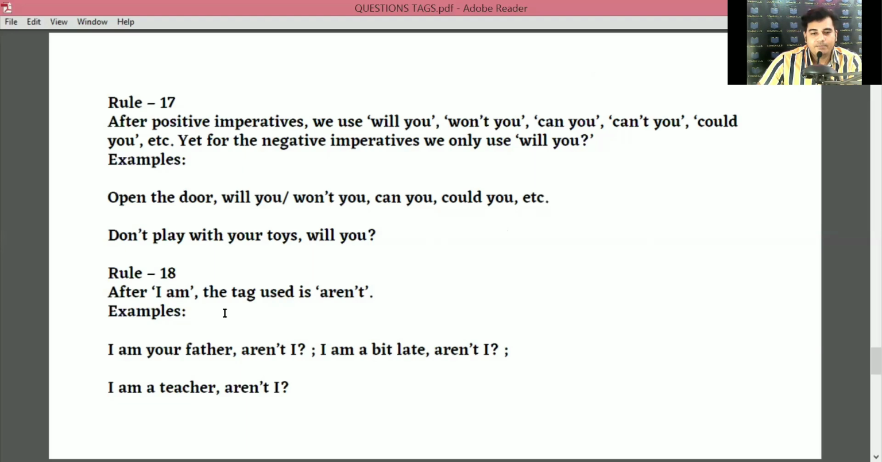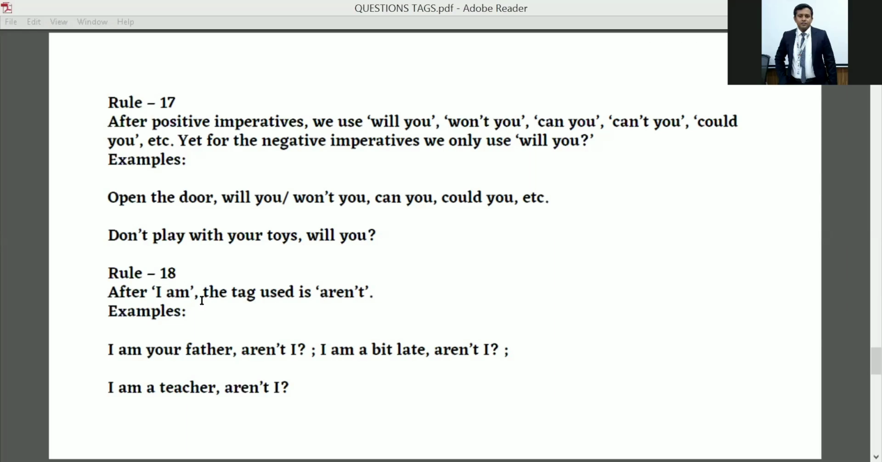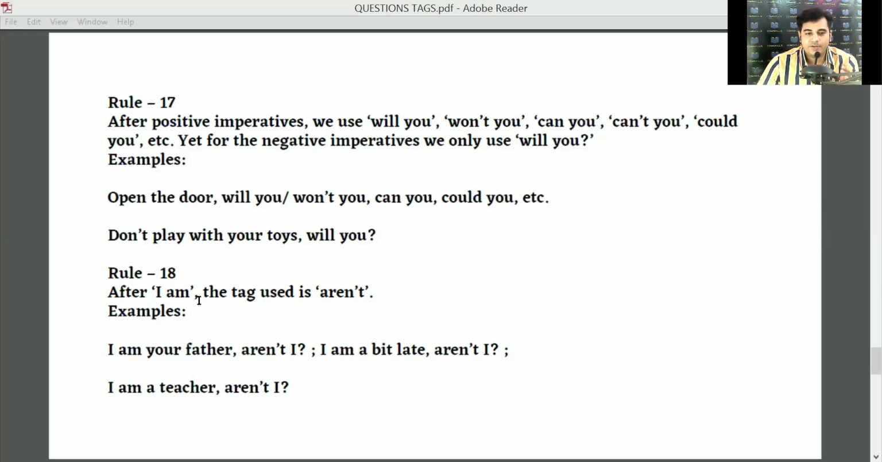After I am, the tag used is aren't I. Okay. So you need to just keep this rule in your mind. It can be called an exceptional rule. When you see I am, we don't say am here. We don't use am here. We use are, aren't I. It's called aren't I. Okay. I'm the one, aren't I? I'm the trainer, aren't I? We use it in this way, aren't I? All right. Or like I'm the best, aren't I?